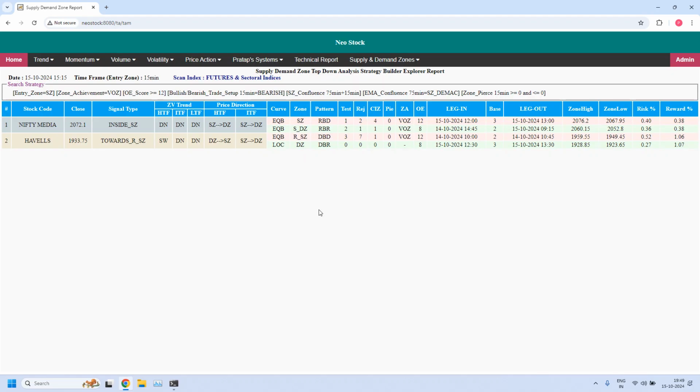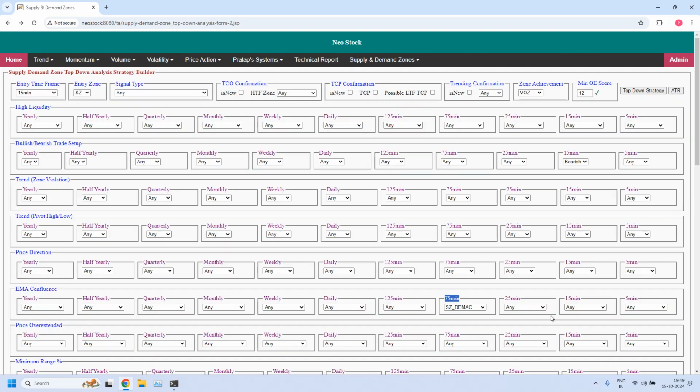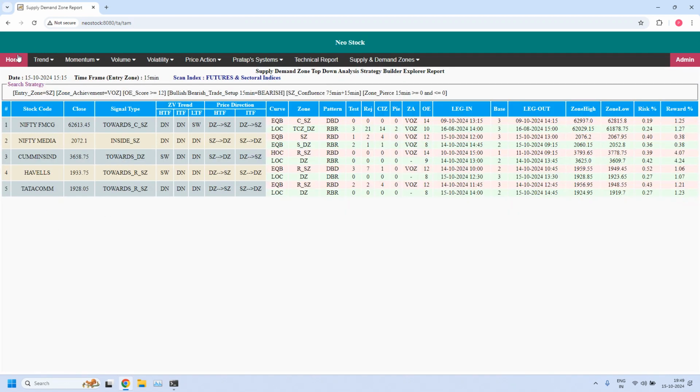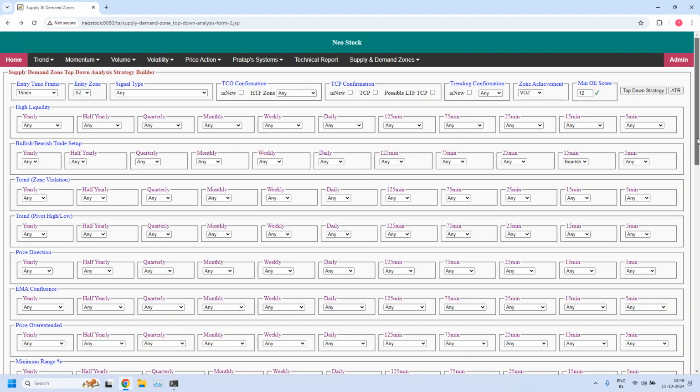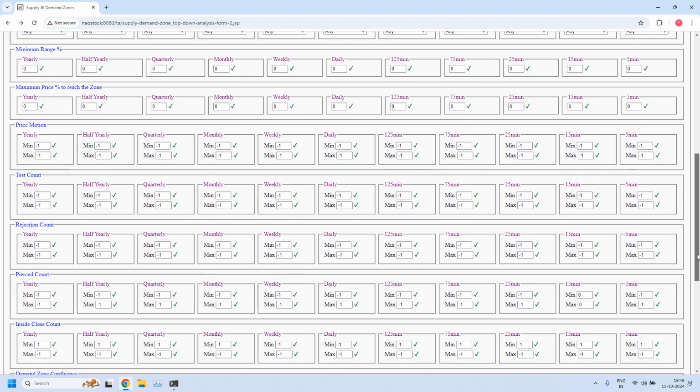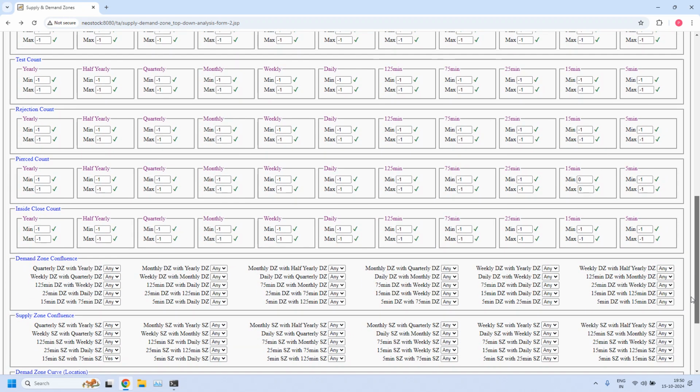Okay, next let us look for LTF, ITF, HTF confluence. Earlier we got 5 stocks without this EMA filter, right? Let's verify once. Yeah, we got 5. Out of these 5, how many have HTF confluence? So we need to add 3 filters. Already one filter is enabled, that is 15 minutes supply zone with 75 minutes supply zone. Next filter, 15 minutes supply zone with daily supply zone, and 75 minutes supply zone with daily supply zone. Enabled all the 3 filters.